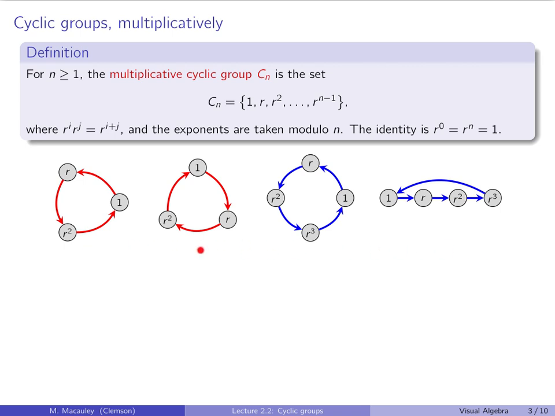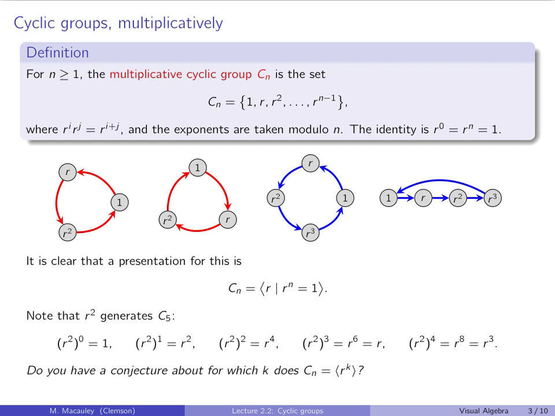Here are some Cayley graphs for n equals 2 and n equals 3. Notice it doesn't matter how I embed or lay these out. Here, it's laid out in a counterclockwise direction. Here, clockwise. Here, in a row. These all represent cyclic groups. It should be clear that Cn has the following presentation. It's generated by r, subject to r to the n equals 1.